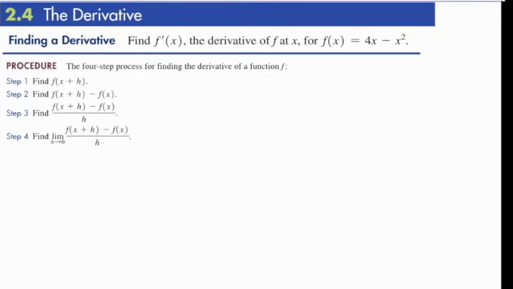So here we have an example. Find f prime of x, known as the derivative of the function f at x, for the function f of x equals 4x minus x squared. They want us to use the 4-step procedure to find this derivative, and they give us these 4 steps to follow. So first evaluate f of x plus h. So that means replace all of the x's with x plus h.